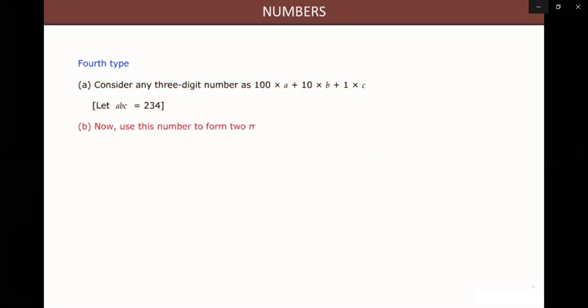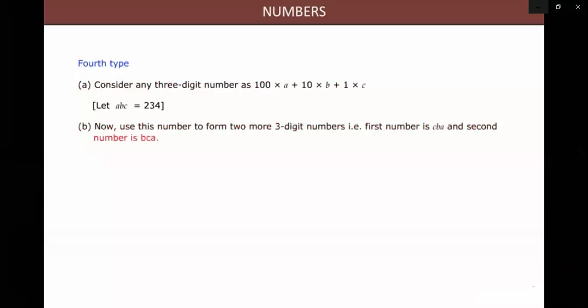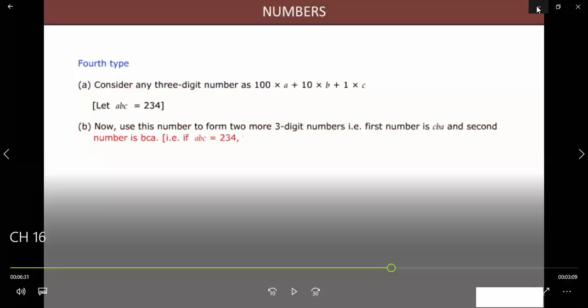Now use this number to form two more three-digit numbers. That is, the first number is CAB. So it is mentioned wrong over here. You have to write CAB. So the first number is CAB and the other number is BCA. So for example, I am telling.